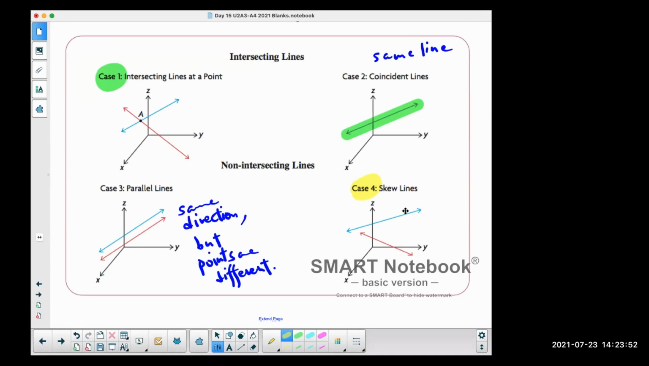Will I show you an example? Of course I will show you. I'll show you an example of this and I'll show you an example of that. Okay. I just did.